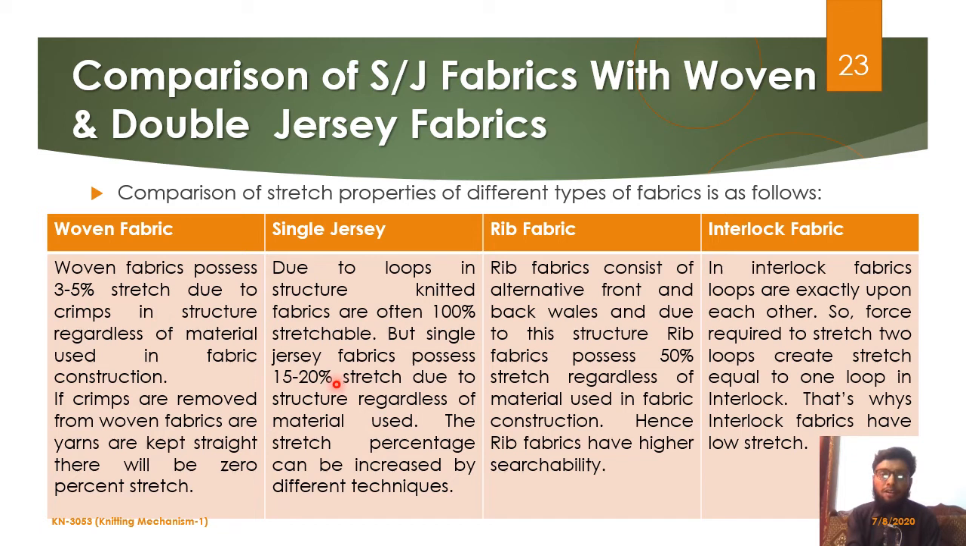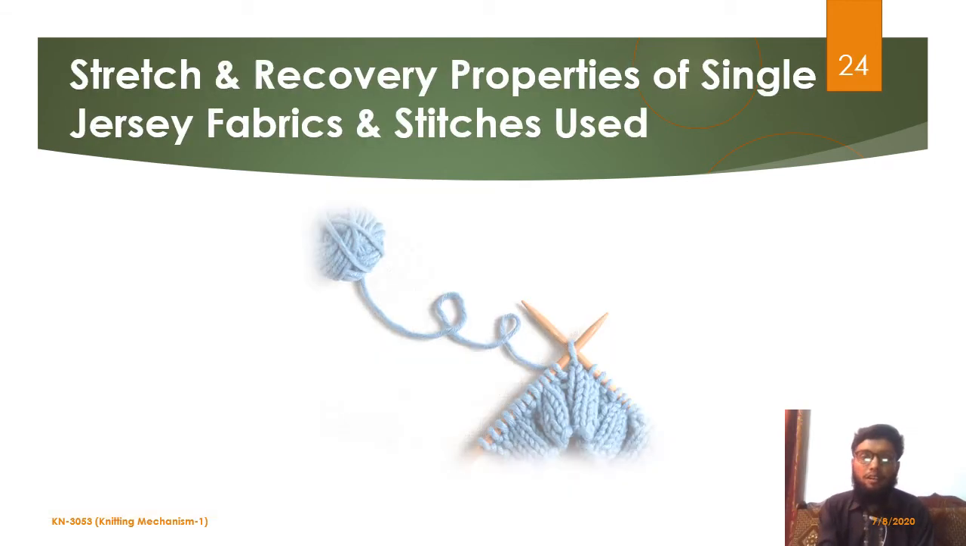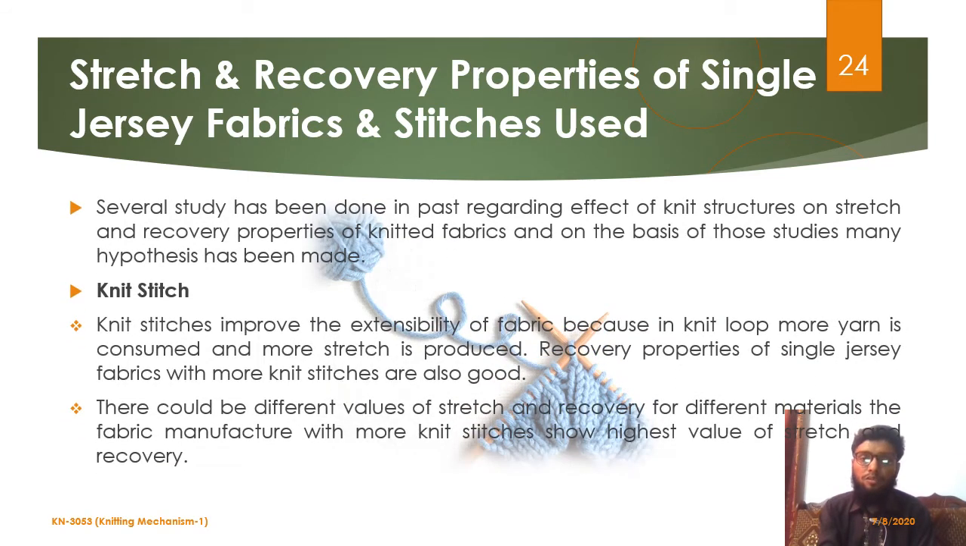jersey shows the 15 to 20% stretch due to structure regardless of material, while the stretch is 50% due to structure. In the case of rib, an interlock has poor stretch properties because the loops are opposite to each other and more force is required to stretch the fabric. Stretch and recovery properties of single jersey fabrics are related with the types of stitches used in structures.